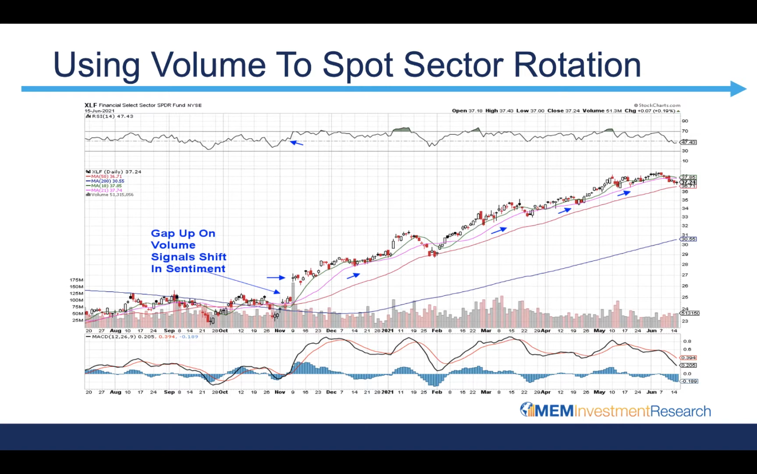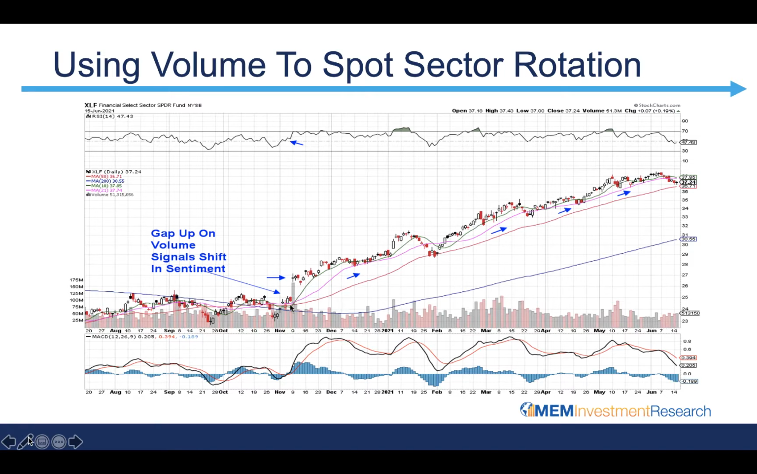So what we are viewing here is a daily price chart of XLF. That is the financial ETF within the S&P 500. And let's take a look back here last fall in November. Upon November 9th was when Pfizer came out with their vaccine announcement, and we did see a number of areas that had just been trending sideways really come into play. Financials were one of them.